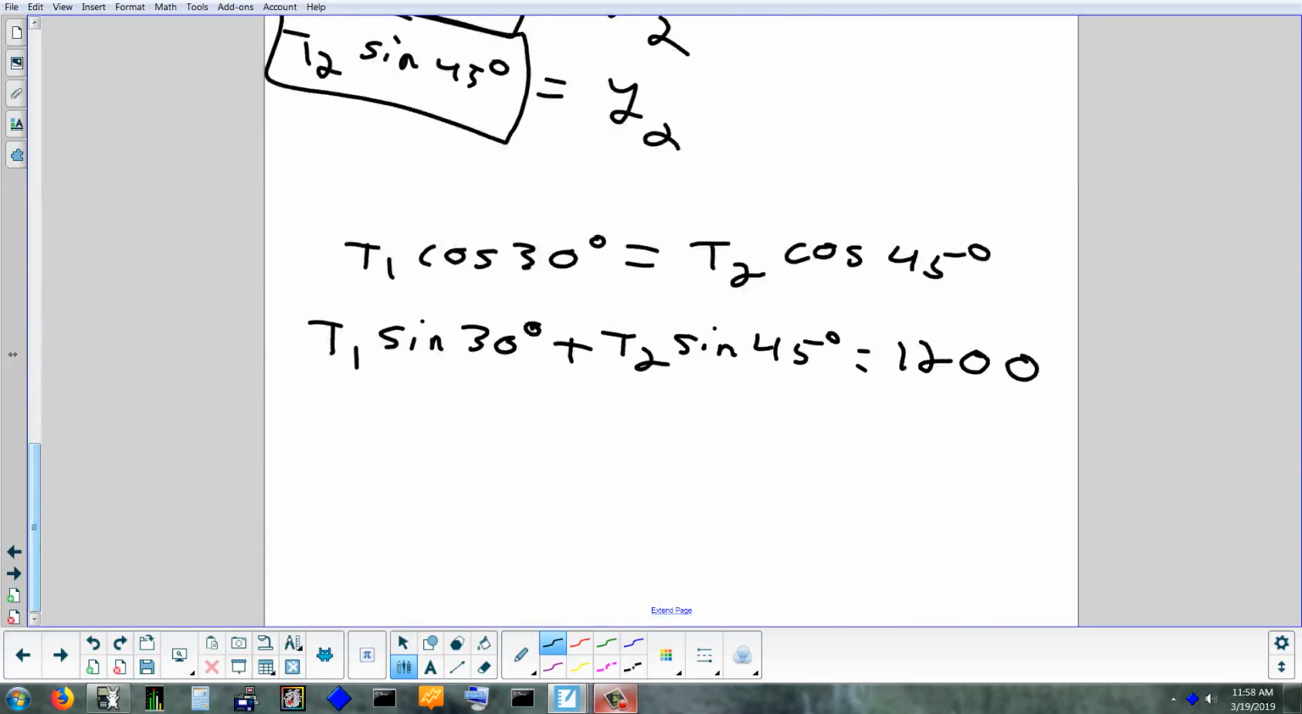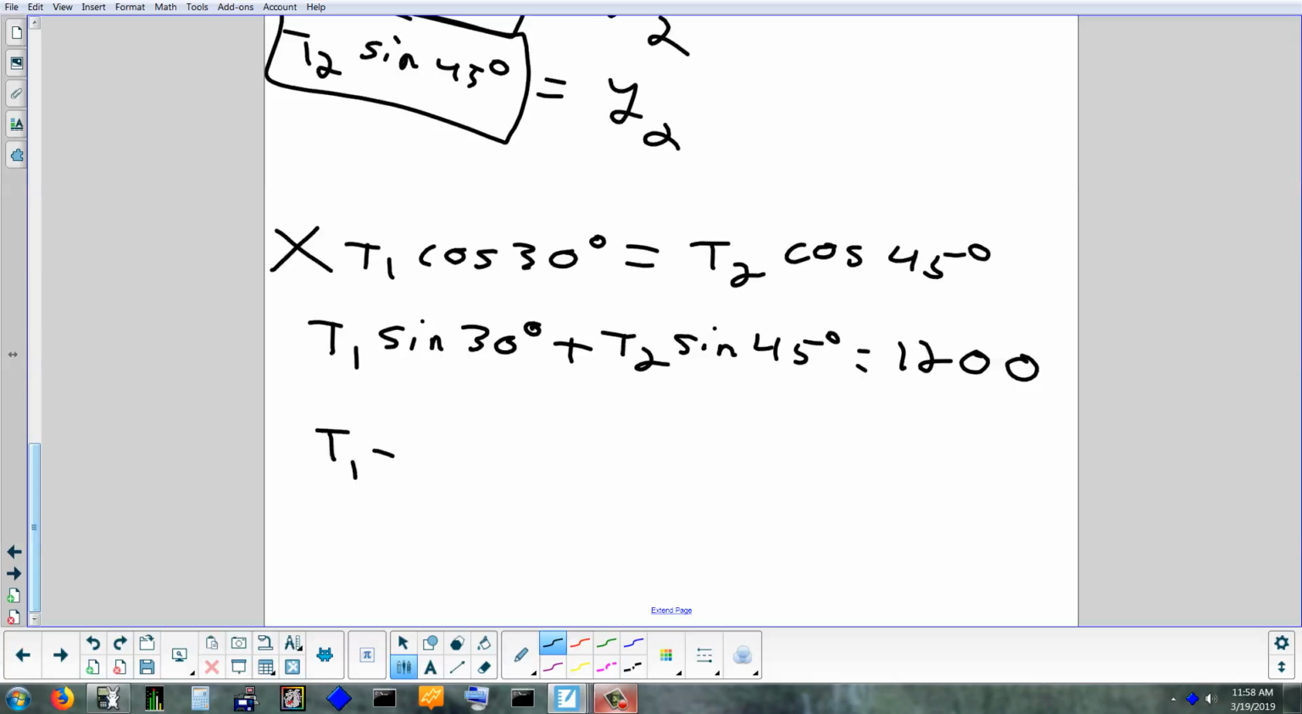Easiest way to do this is to use substitution. So which equation would it be easier to get something by itself? Top or bottom? Yeah, I think the top, because you just have to do one thing. Can you tell me one thing you could do to get either T1 or T2 by itself? Divide both sides by cosine 30. Sure. All right, so I'm just going to put an x next to that because we're not going to use it anymore. We're going to do what Nate just said.